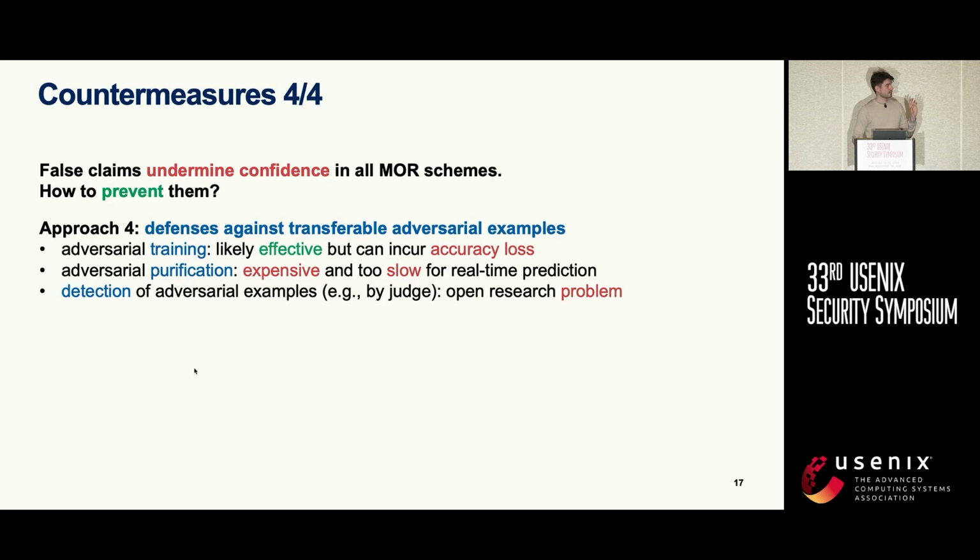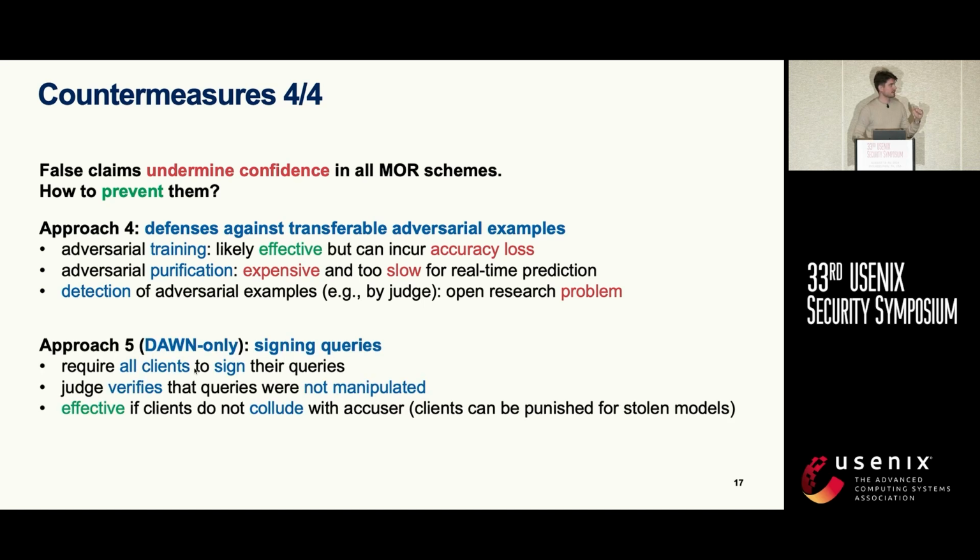Also, there are some things to consider about transferable adversarial examples in particular, because at the end of the day, this attack reduces the transferability of adversarial examples. If adversarial training is effective and the drop in accuracy is satisfactory, you don't have to worry about false claims. Adversarial purification is also expensive and slow, but is a reasonable solution. So as long as transferable adversarial examples exist, false claims are an open problem. And for Dawn specifically, we could rely on signing queries. Require all clients to sign their queries as they send them to the API, and then the judge verifies that all these queries are actually what they are supposed to be. There is this caveat that clients cannot collude with the model owner, because in that case they could just send malicious queries, we add them as the watermark, and that's it.